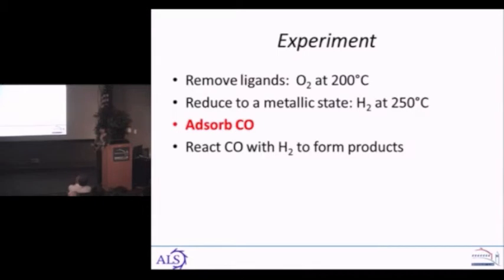So the experiment that we perform is first to pre-treat the catalyst. We oxidize it at a high temperature to burn off any ligands that remain from the synthesis process. Then we reduce it in hydrogen to return the catalyst to a metallic state for the reaction. Then we look at the adsorption behavior in carbon monoxide, and then we react away the carbon monoxide with hydrogen to see what products form and at what rate. In this talk, I'm just going to focus on this adsorption step.